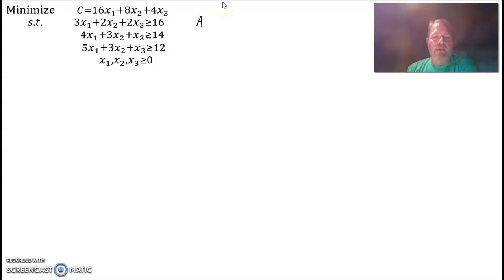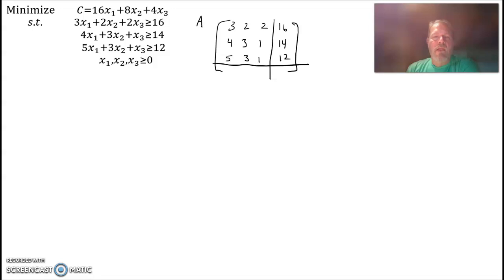In other words, I'm making this A matrix. The three constraints are 3, 2, 2, 16. This could be a big matrix augmented by the solution. Next one is 4, 3, 1, 14. 5, 3, 1, 12. And again, this can be dashed or solid, doesn't really matter. Next one is the constraint equation, but write it down as 16, 8, 4, and then the 1c on the right. So 16x sub 1 plus 8x sub 2 plus 4x sub 3 equals one of these c's.